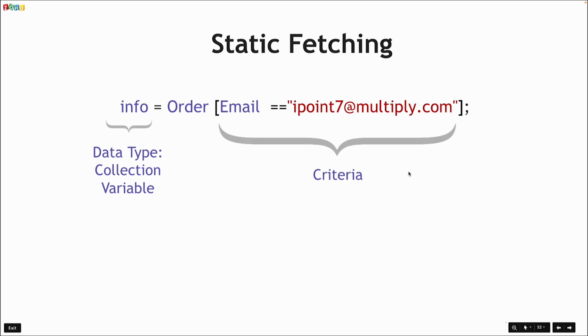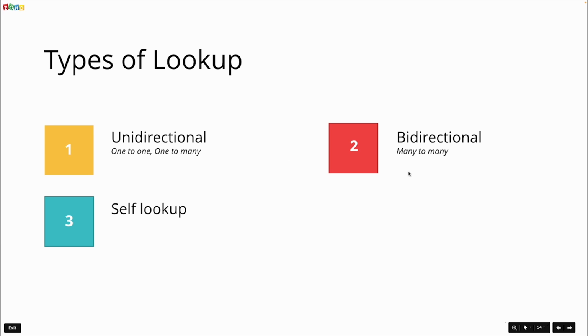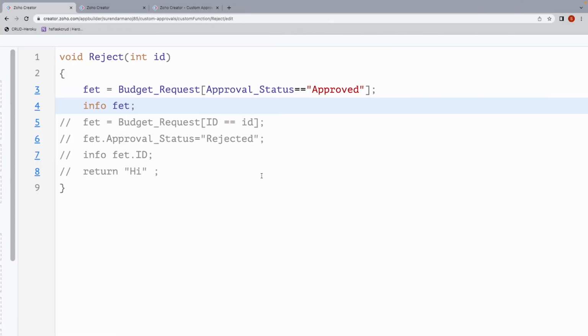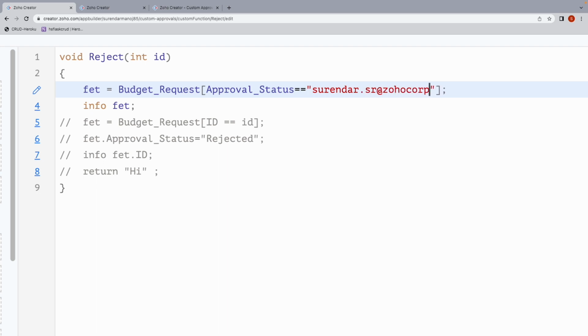Then there are 2 types of fetching: static fetching and dynamic fetching. Let us talk about static fetching. Here the criteria against which the record is going to be matched is preset. Let us say you want to fetch the records against a certain email ID, and you configure it as surendra.sr@zoho.com. Every time you run this request, it's going to fetch the records matching this particular criteria alone. That is the static fetching.